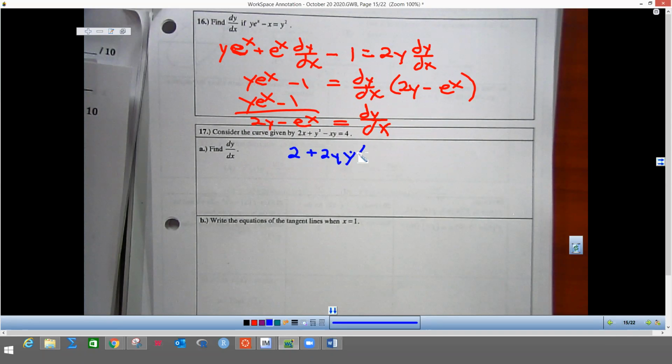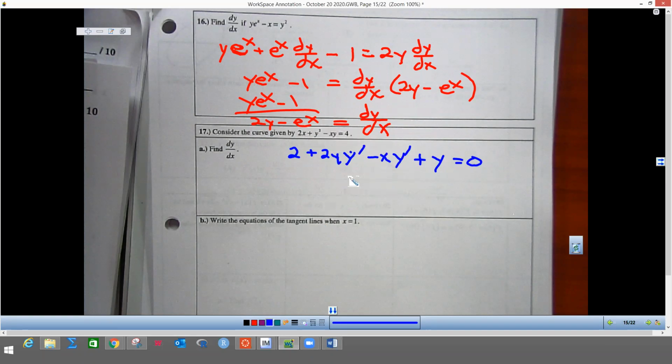And then I have to do the product rule here. So the first term is negative x times the derivative of the second term, which is y prime, plus the second term, which is y, times the derivative of x, which is 1, and that whole thing equals 0.